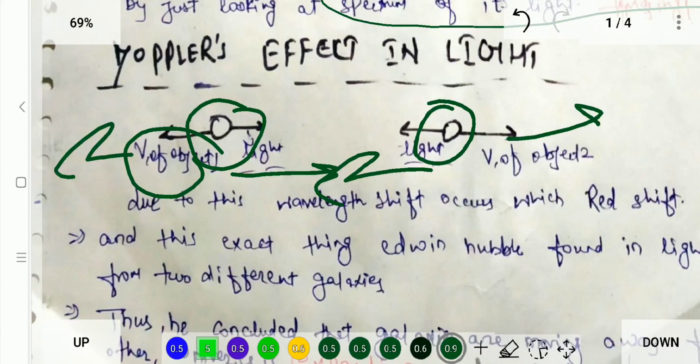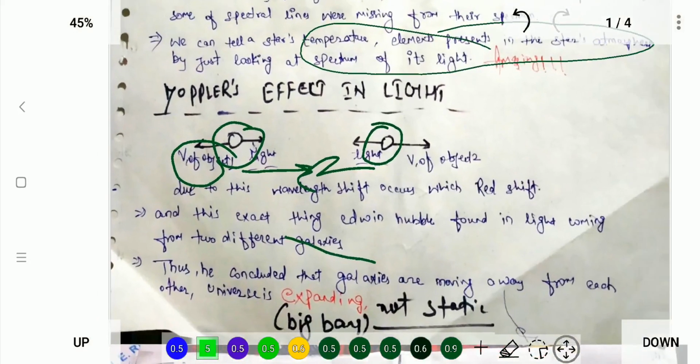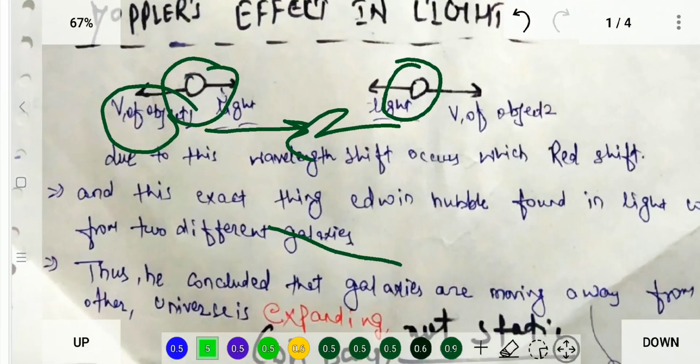Due to this velocity, a wavelength shift occurs, like in sound where frequency or wavelength changes, and that shift is called red shift. It means that if two objects are moving away from each other and emitting light, then there must be red shift. And this exact thing Edwin Hubble found in light coming from two different galaxies.